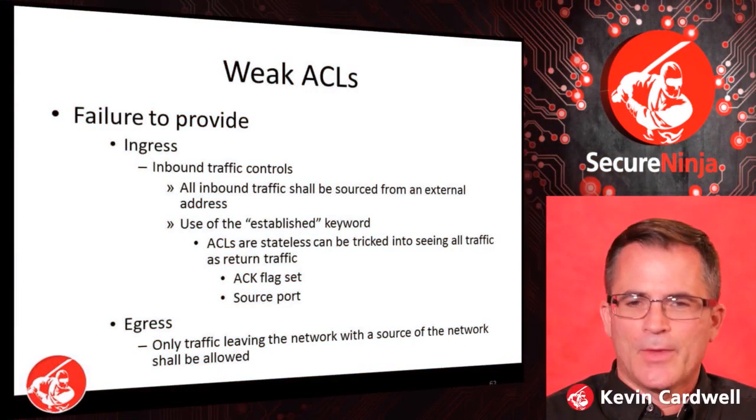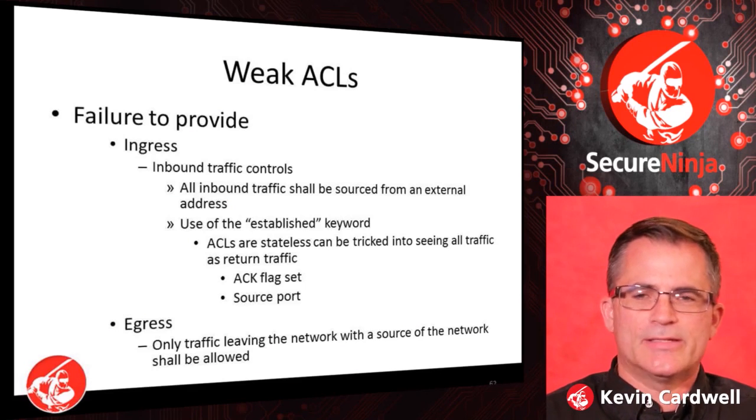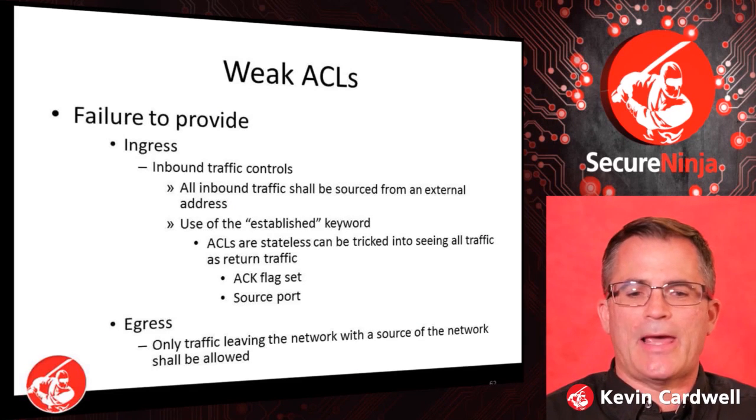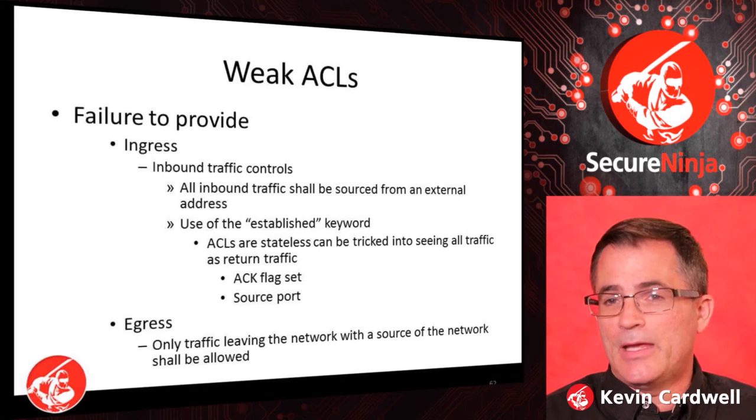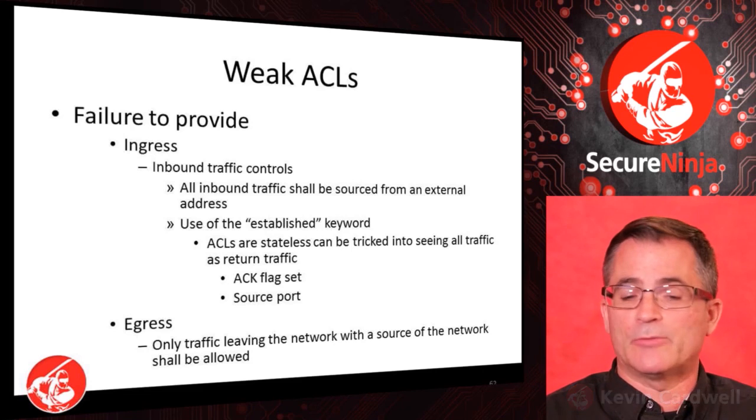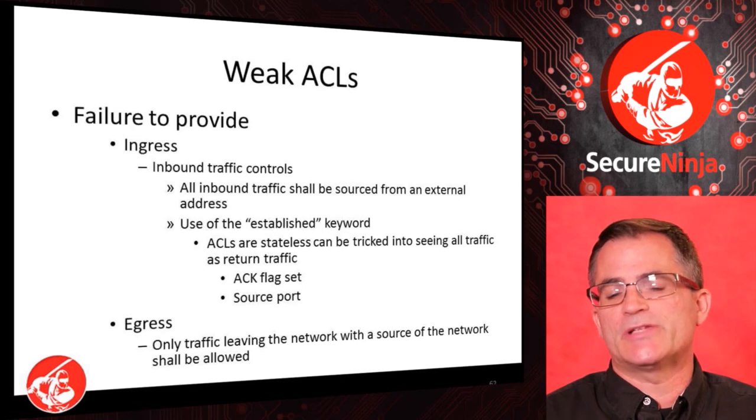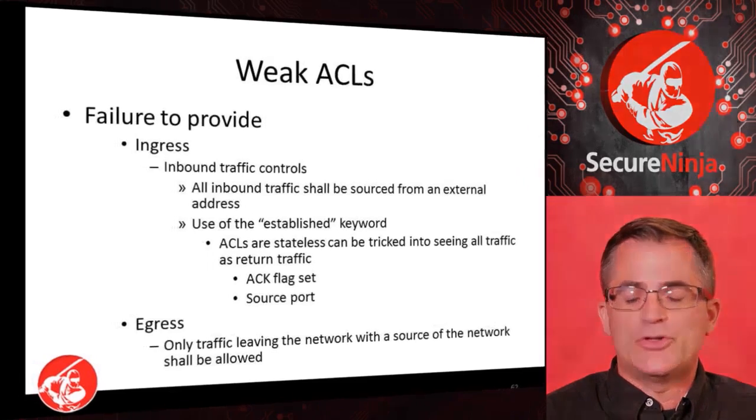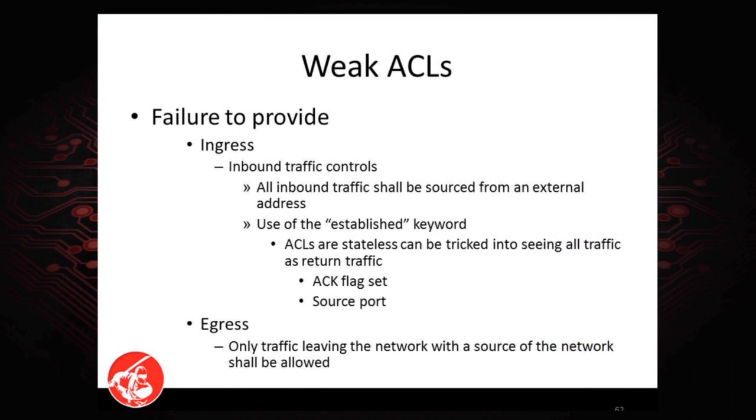Access control lists. This is a common weakness that we'll encounter when we're doing red team and hacking because ingress filtering is not deployed or it's not deployed properly. Ingress filtering is inbound traffic controls. We should have all inbound traffic sourced from an external address, and Cisco's and other routers have a thing called the established keyword. The access lists that are stateless only know the contents of the current packet they're processing.